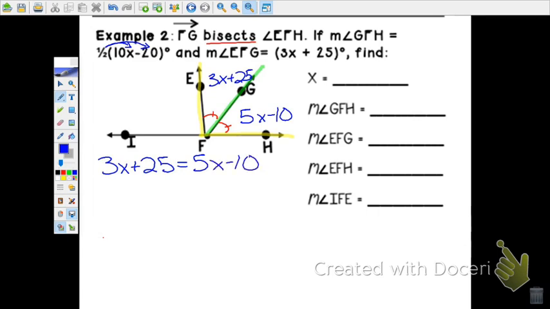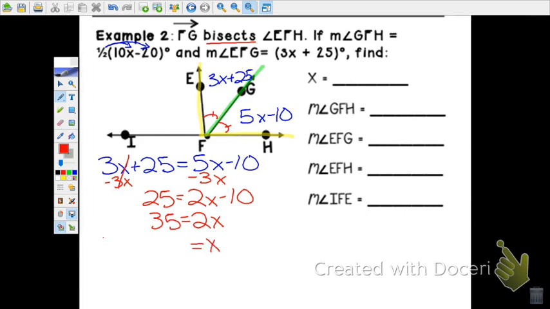So I'm going to subtract 3x from both sides. 25 equals 2x minus 10. Now I can add 10 to both sides. 35 equals 2x. And I can divide by 2 to find that x is 17.5.